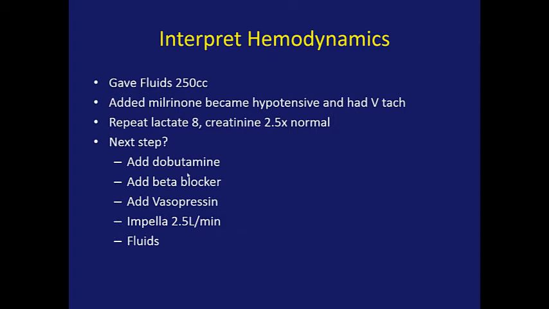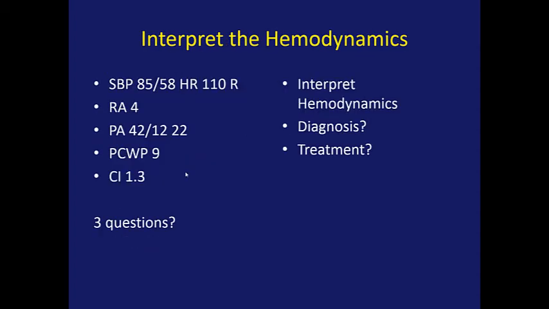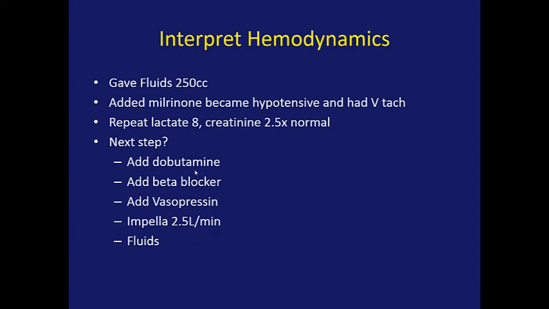We gave him a little fluids because his wedge is kind of low for a heart failure patient. He has a wedge of 9. We like their wedges to be around 15, 16, so he's going to be more arrhythmogenic. So we gave him some fluid, about 250, added some milrinone, and he became hypotensive and had VTAC anyway. We repeated his lactate. It was up to 8. His creatinine went to 2.5 times normal. What are your next steps with this guy?